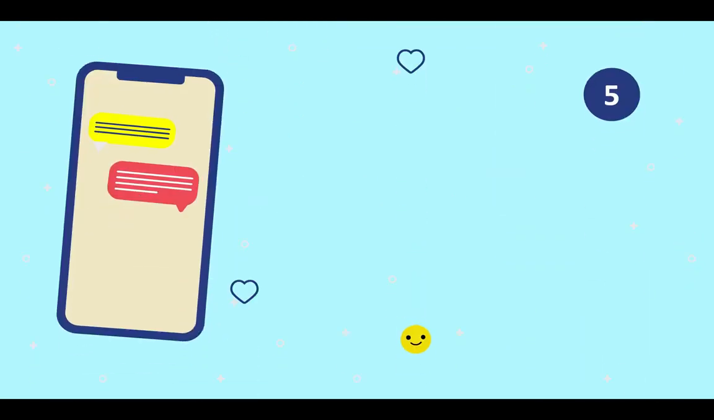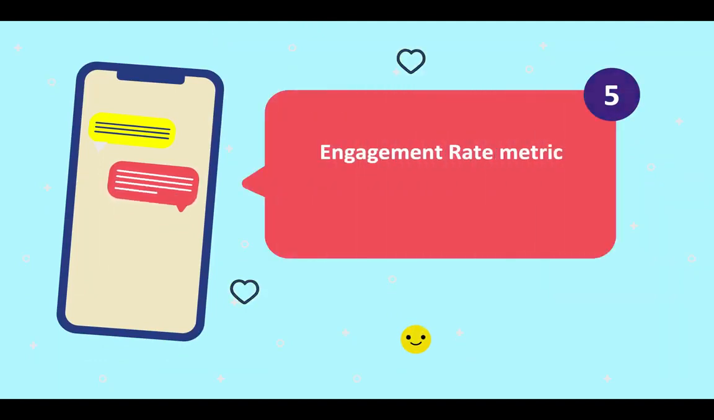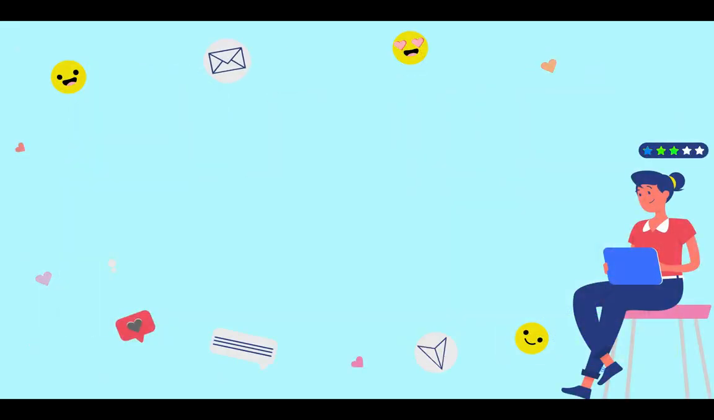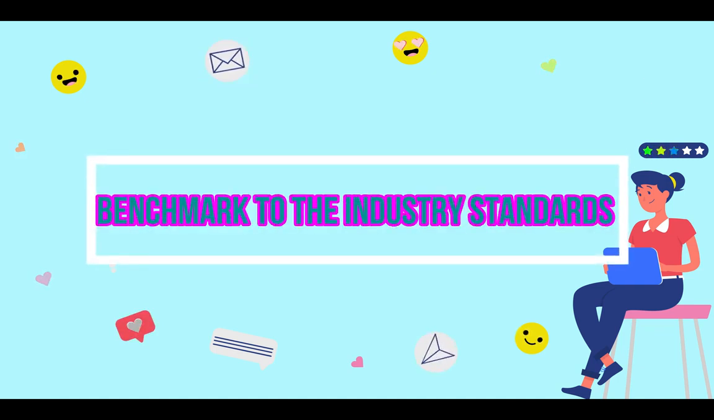The other interesting metric to know is the engagement rate. This metric tells you about the number of times someone has clicked, commented, tweeted, retweeted, liked, and not just visited your page. So with this, you can track what posts are more interesting for your audience and which ones are not so much. Obviously, the reach metric is much higher as compared to those who actually engage with the content. So don't be disappointed with the wide gap between these two metrics. And make sure to benchmark and set your target based on the industry standards.